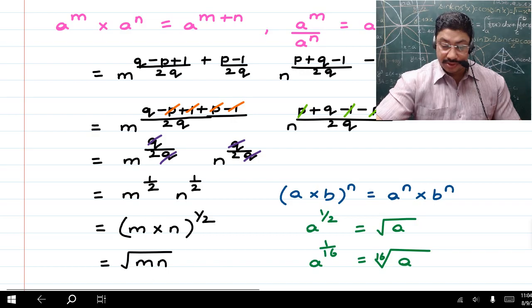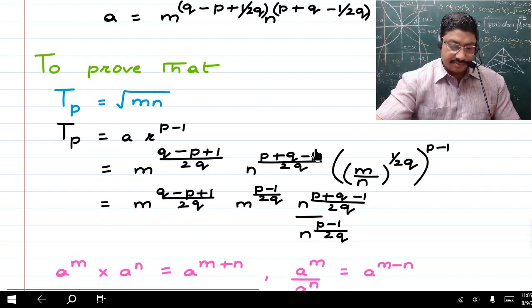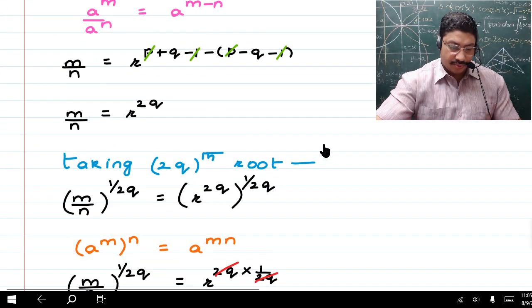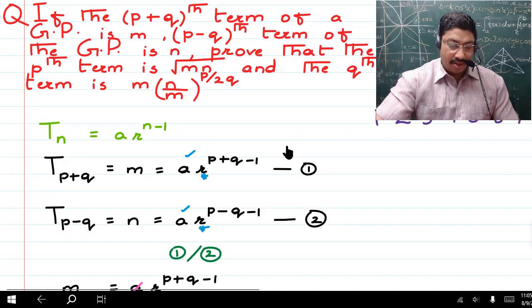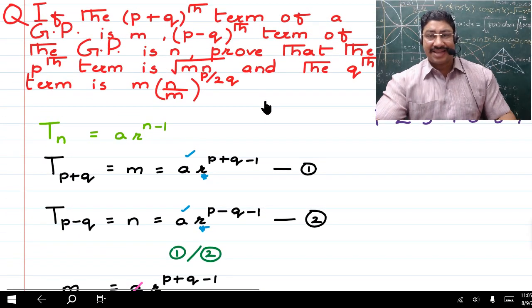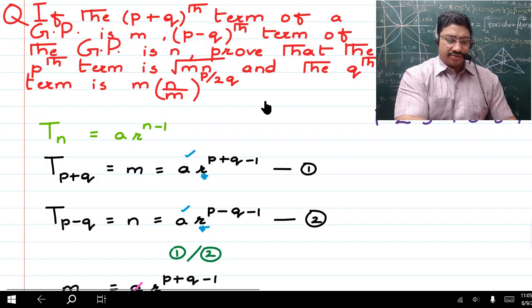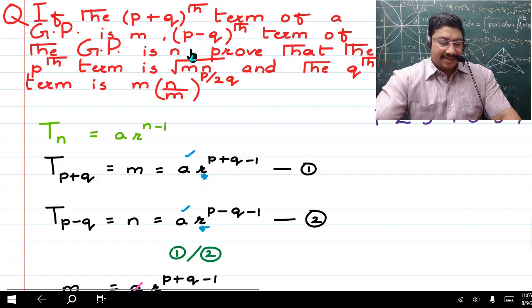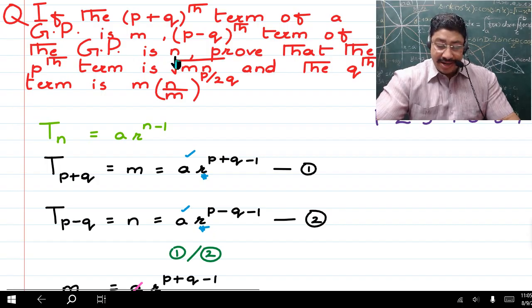So we will quickly look this up. Now looking this up, we have here the proof, which I quickly want to show you, that this is what was required to be found out. That is, you had to show that the pth term is root mn. So all of this I will quickly discuss, so that if there is any doubt remaining, all of that gets cleared. So children, in this question you had been given that the p plus qth term of a GP is m, and the p minus qth term of the GP is n, and you have to prove that the pth term is root mn.